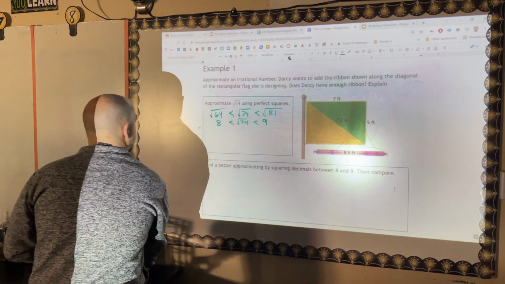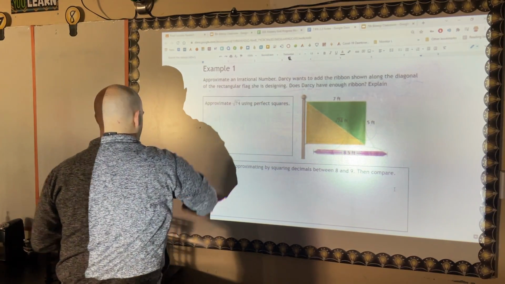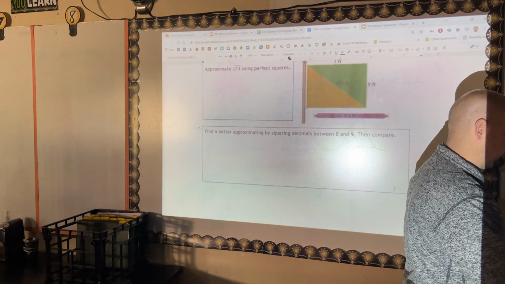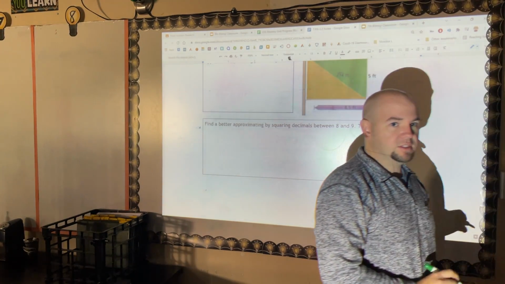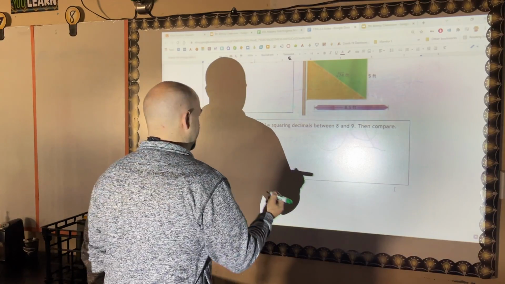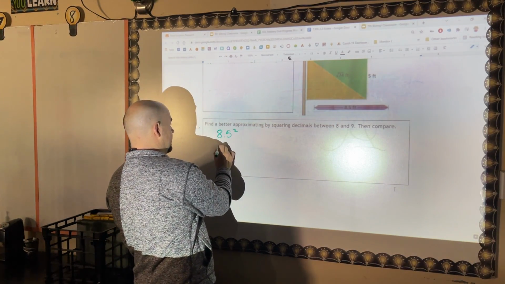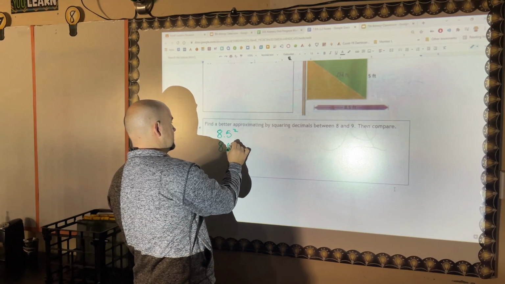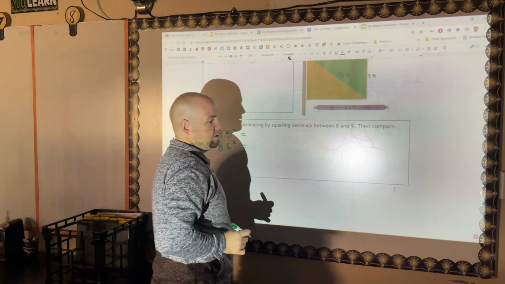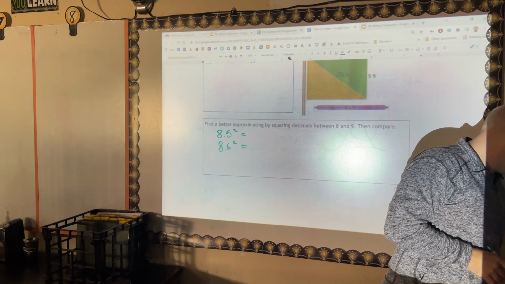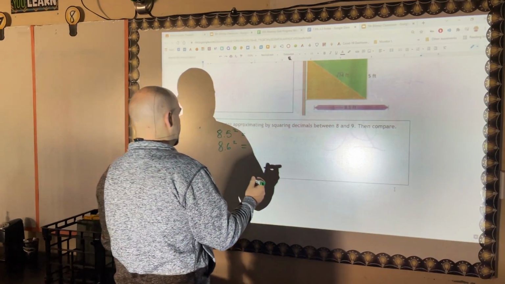So I'm going to erase this and scroll up a bit so we can see this whole box here and work on that. So we're going to just pick some numbers in the middle. Let's start with 8.5 and square it. So 8.5 squared, and we're going to go 8.6 squared, and we're going to look at approximating our square root of 74 to see if it's close to that. I already did the calculation.